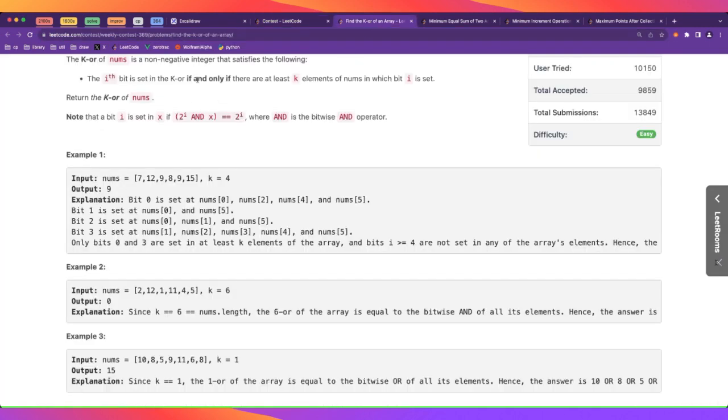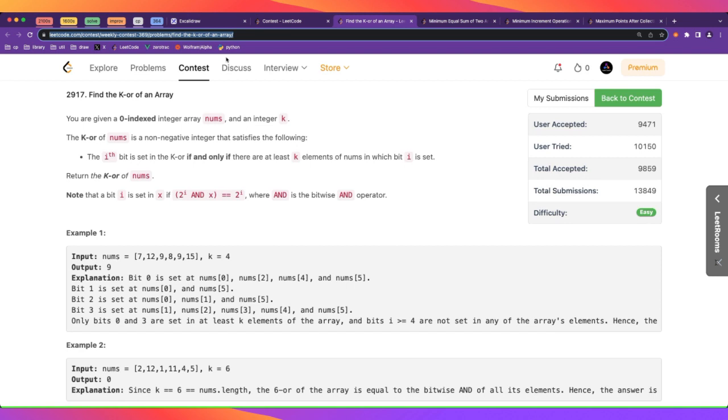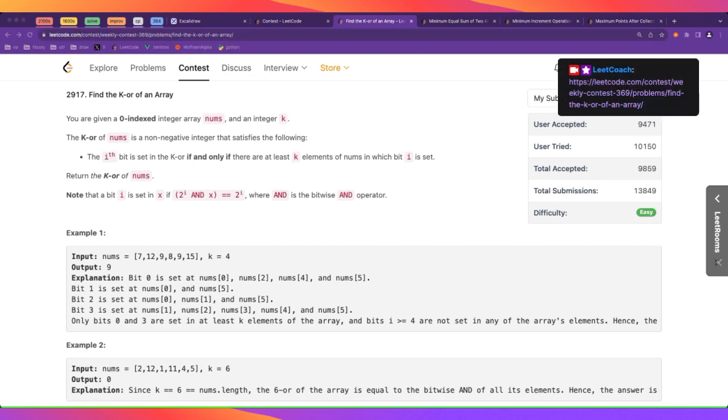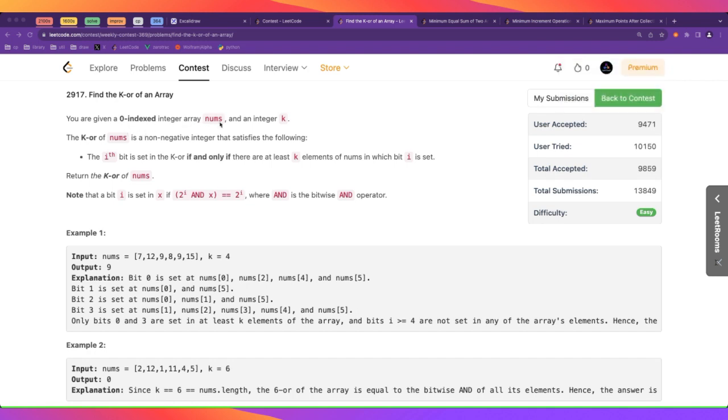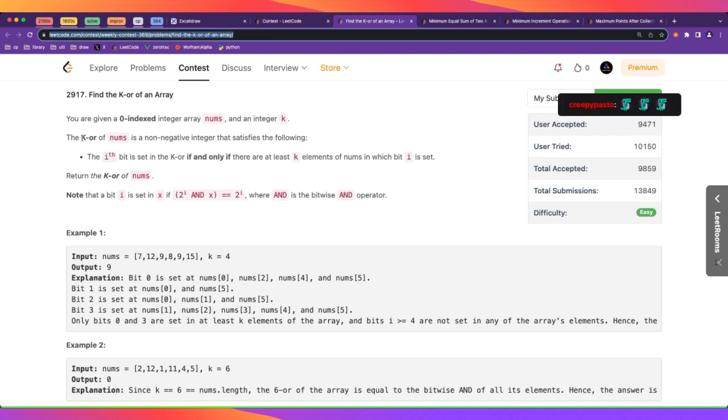So, the first one, Q1. Let me share the link as well. This one is an easy. It's called find the k-or of an array. So you're given an array nums and an integer k, and they define this operator.